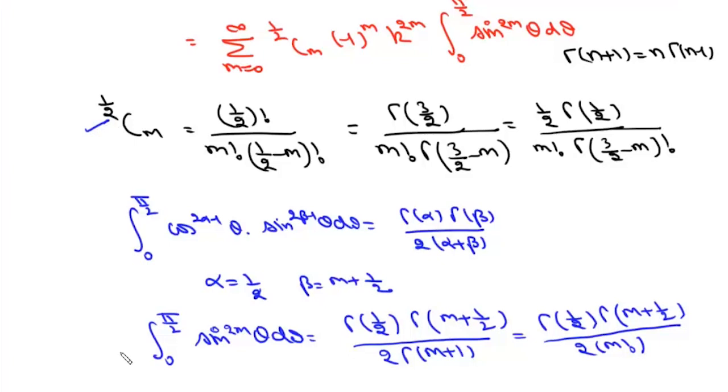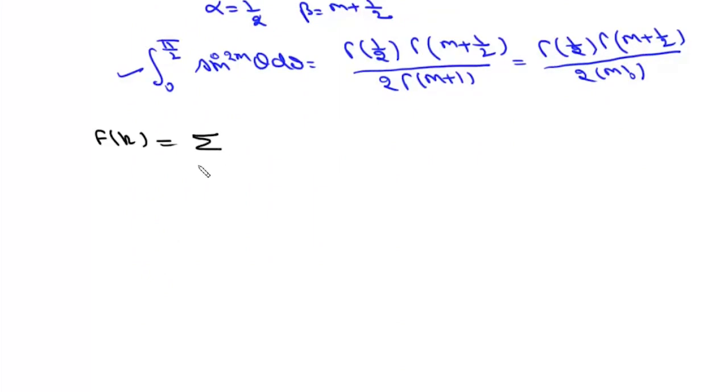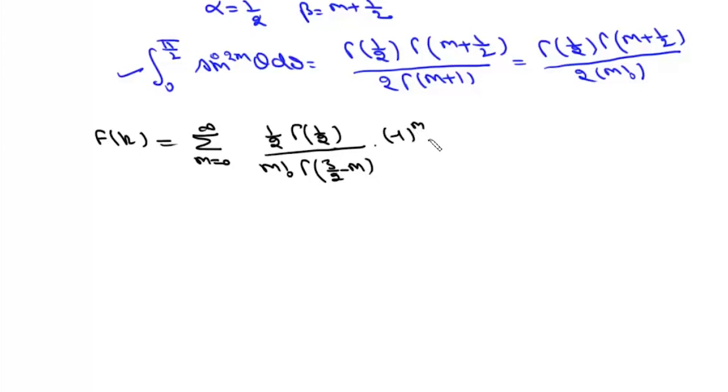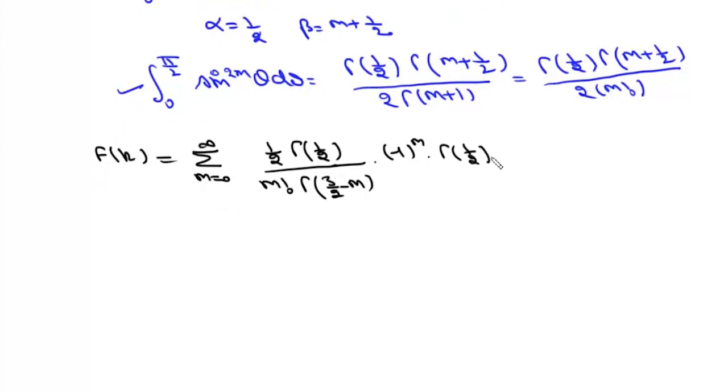Now we'll put the value of 1 by 2 Cm and this integral from 0 to pi by 2 sine to the power 2m theta d theta. So now we can write this F(k) as this summation m varies from 0 to infinite, and here this is 1 by 2 gamma half upon factorial m and then gamma 3 by 2 minus m into this minus 1 to the power m and then this gamma half gamma m plus 1 by 2 upon 2 into factorial m. Now we know that gamma half is under root pi. So this gamma half square will be simply pi.